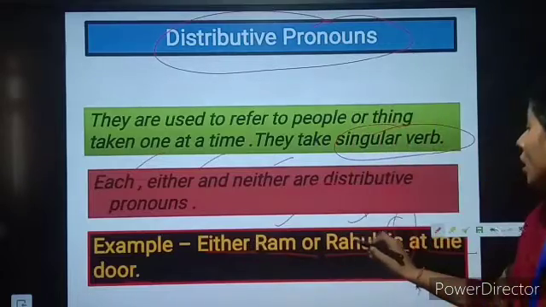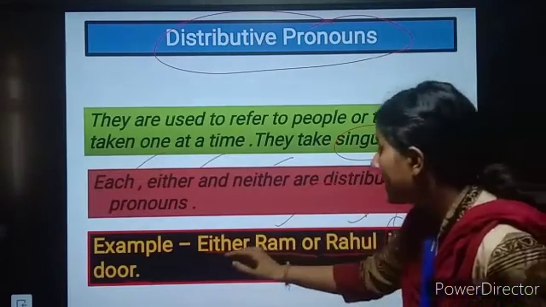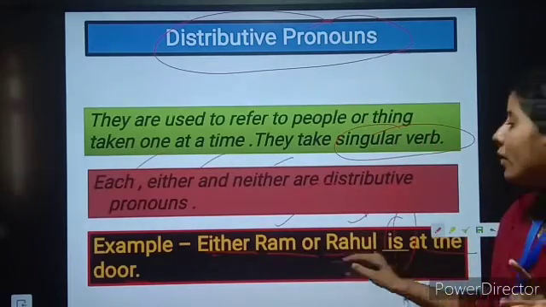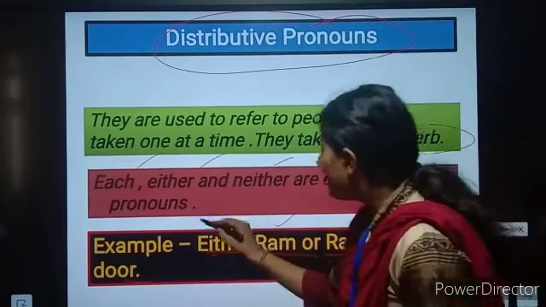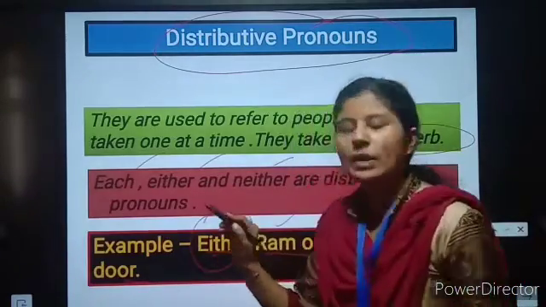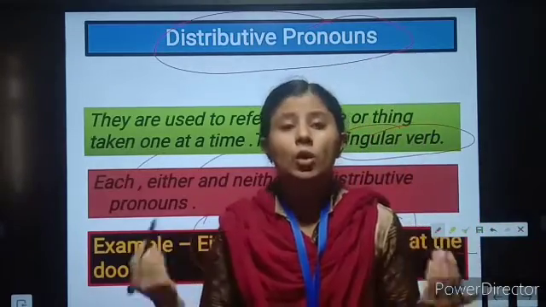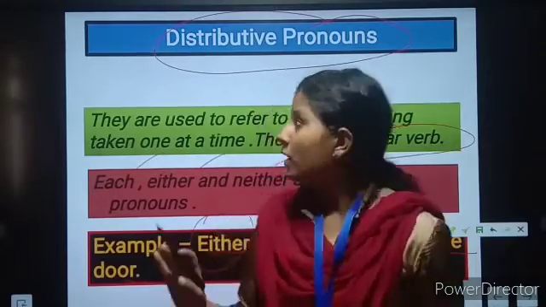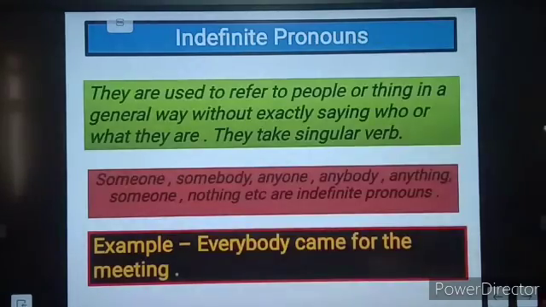Okay, so let's take an example and understand it. Either Ram or Rahul is at the door. Okay, means either Ram or Rahul, means one of both will be at the door. Clear? So when there is a distributive pronoun in a sentence, it means the verb which we are going to use will be singular. Clear?